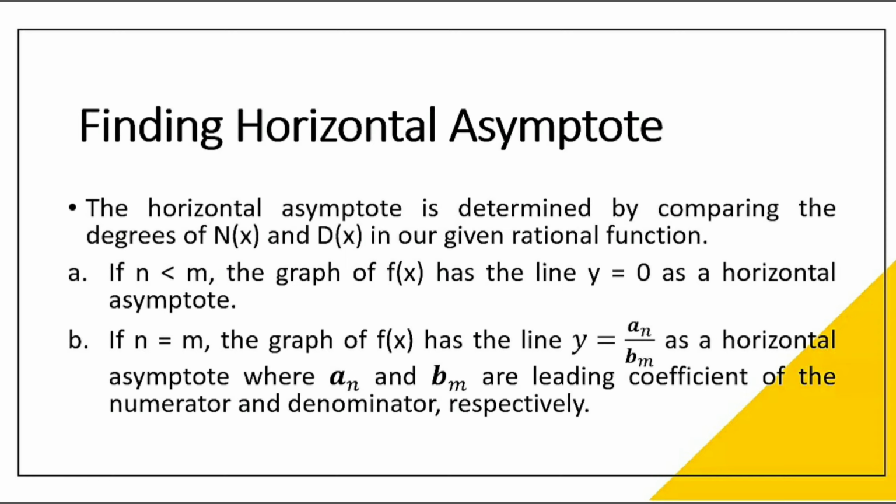So, ganito siya. Kapag parehas yung degree ng numerator mo at denominator, meaning to say parehas yung pinakamalaking exponents nila, ang gagawin mo is kukunin mo lang yung numerical coefficient ng numerator, i-divide mo dun sa numerical coefficient ng denominator, and then yung quotient na makukuha mo, yun na yung ating horizontal asymptote.